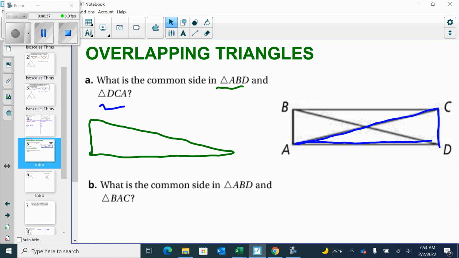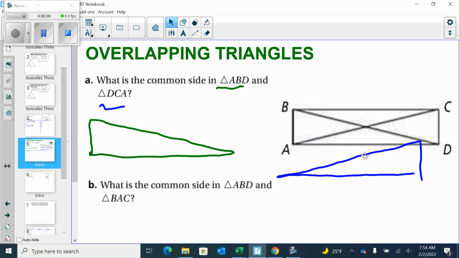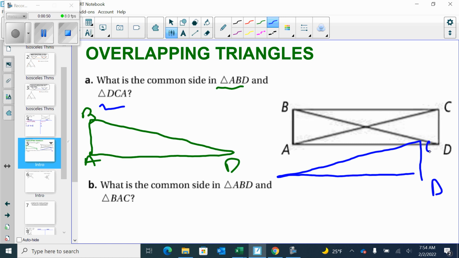There's here, and there's there. But this was B, A, C, and here was D, C, A. What did they share? They both share this side A, D.